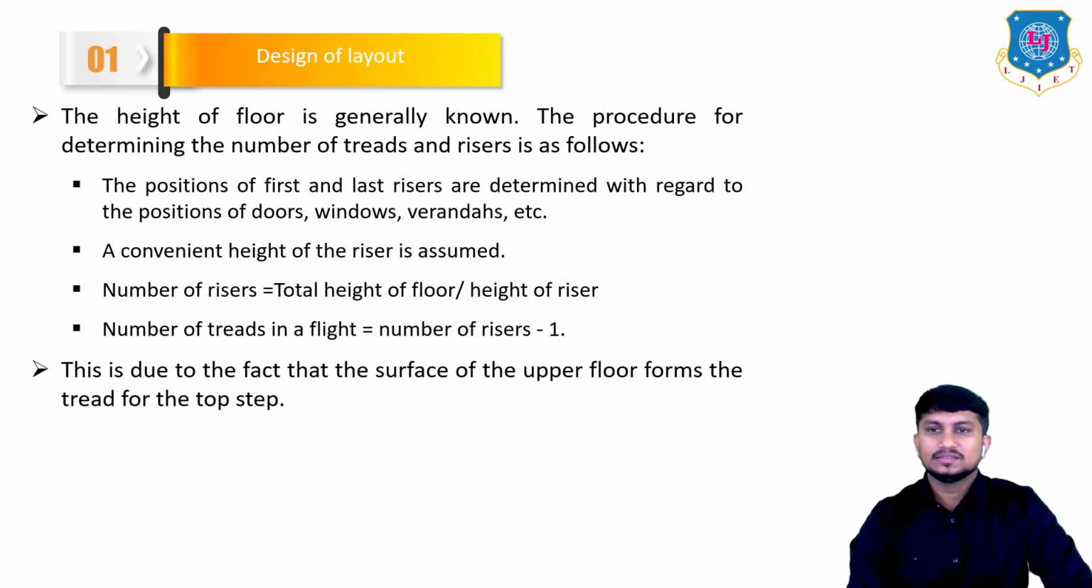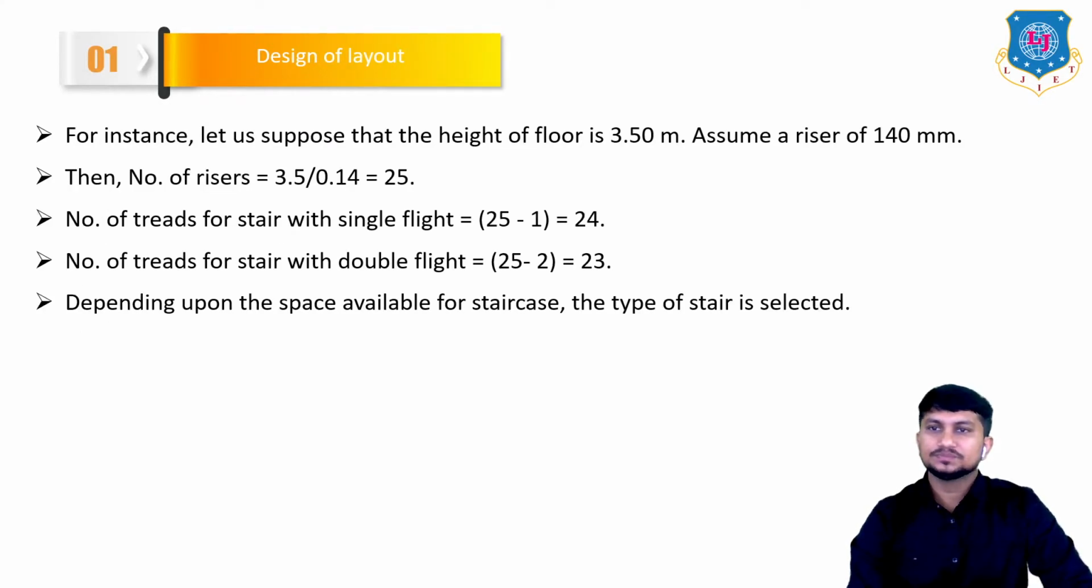Now let's understand this concept with the help of one example. For instance, let's suppose that the height of floor is 3.5 meter. Assume a riser having size 140 mm, or you can say 0.14 meter. Then you can calculate the number of risers by dividing floor height by the riser height. 3.5 divided by 0.14 is equal to 25. So the number of risers provided should be approximately 25. After calculating the number of risers, you can calculate the number of treads by just deducting one, because there is a single flight. So the number of treads is equal to 24.